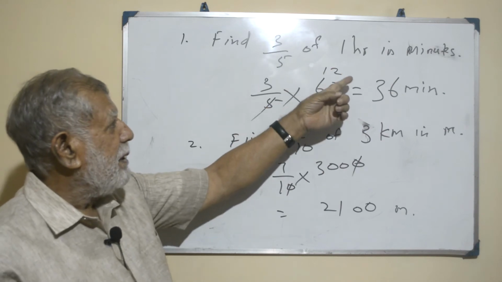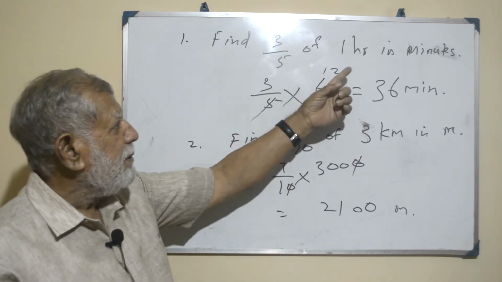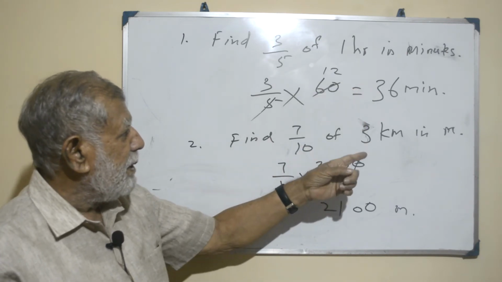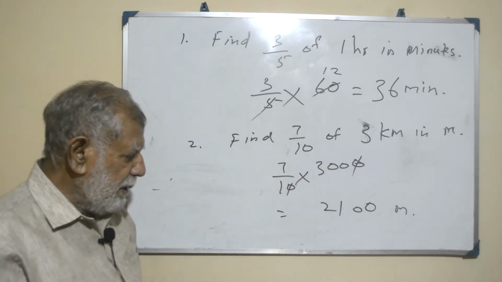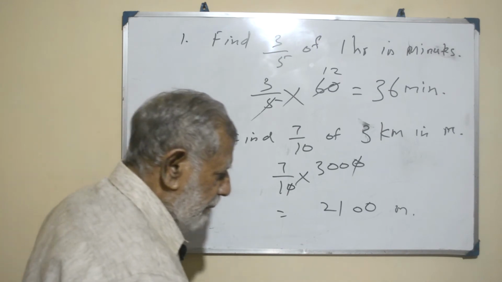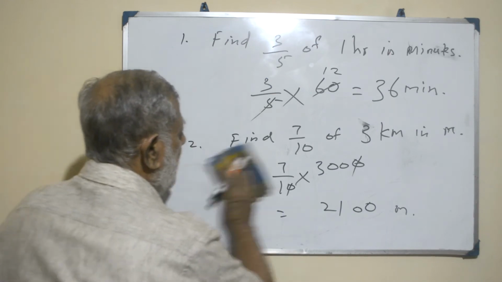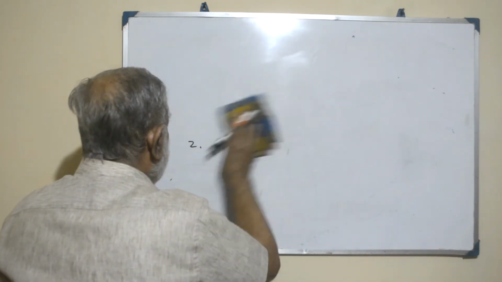Whatever you get here, you have to convert. If it is an hour, you have to convert to minutes. If it is a kilometer or meter, you have to convert to meters. If it is kilograms and grams, you have to convert to grams. Okay, so this is the type of sum you have to get for this. We will take another example, a different type.